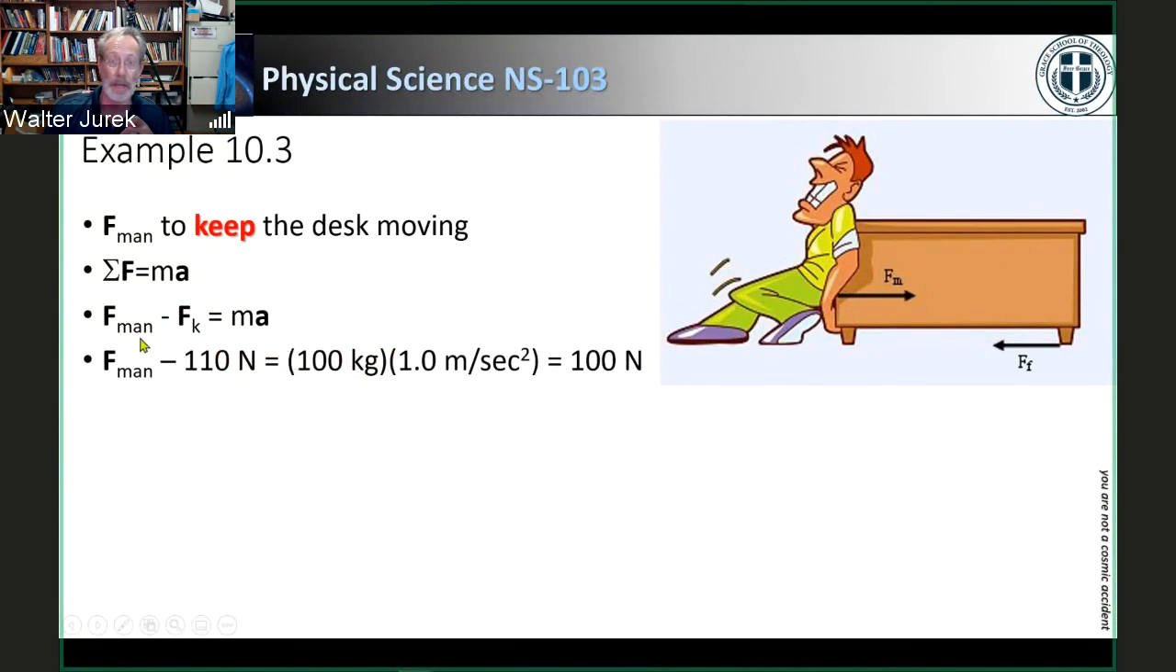So we got the force of Joseph, which we called F of the man, right? We were told the friction, the kinetic friction is 110 newtons. So we get a big old minus sign, 110. The mass of the desk is 100 kilograms, and it's going at 1 meters per second squared.